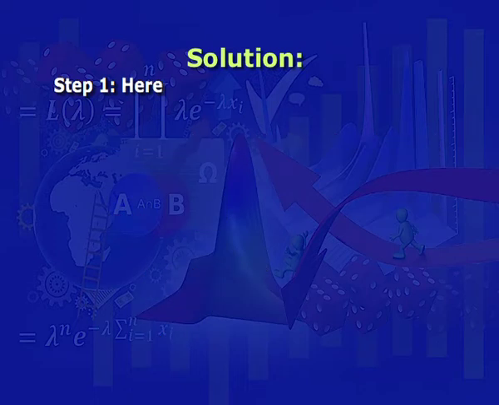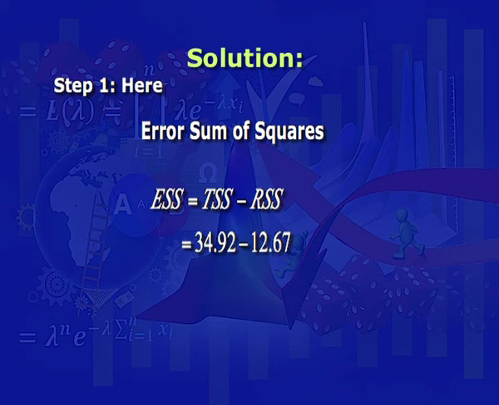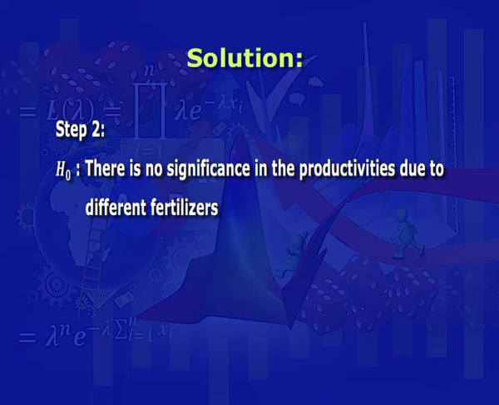12.67. Now lastly we calculate the error sum of squares. Error sum of squares equals total sum of squares minus row sum of squares. Substituting both the values, 34.92 minus 12.67, which becomes 22.25. Now we define the hypothesis. Step 2. The null hypothesis H0: there is no significant difference in the mean productivities due to different fertilizers.